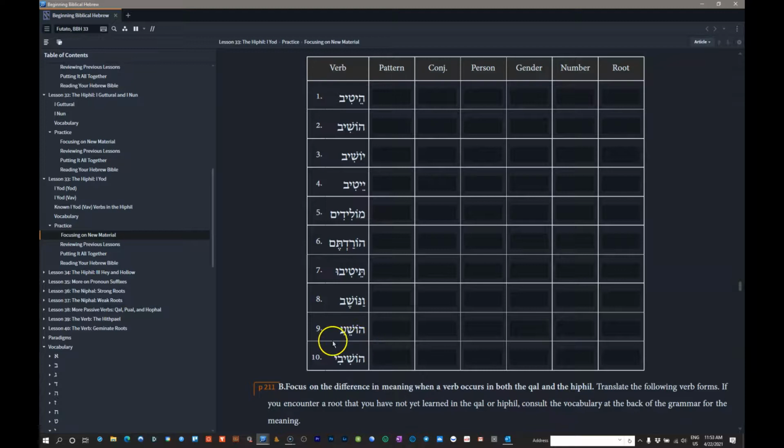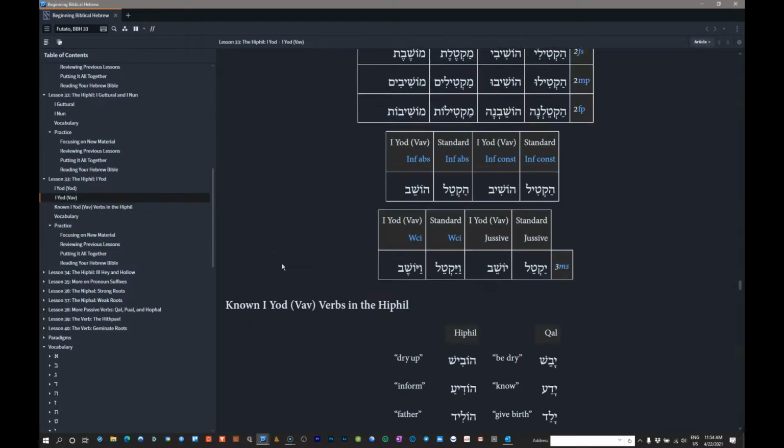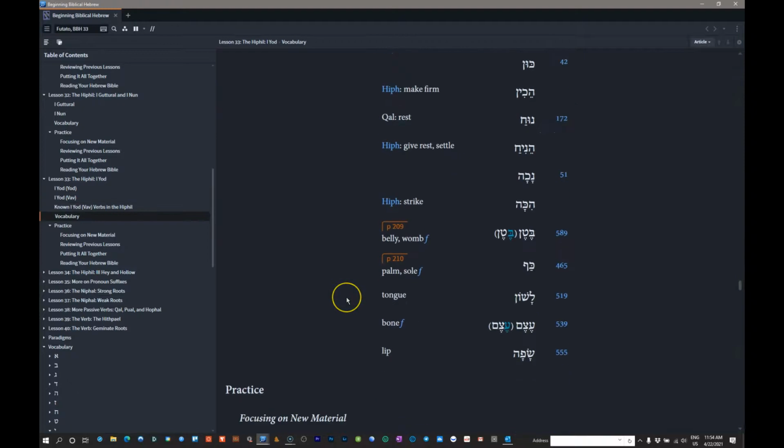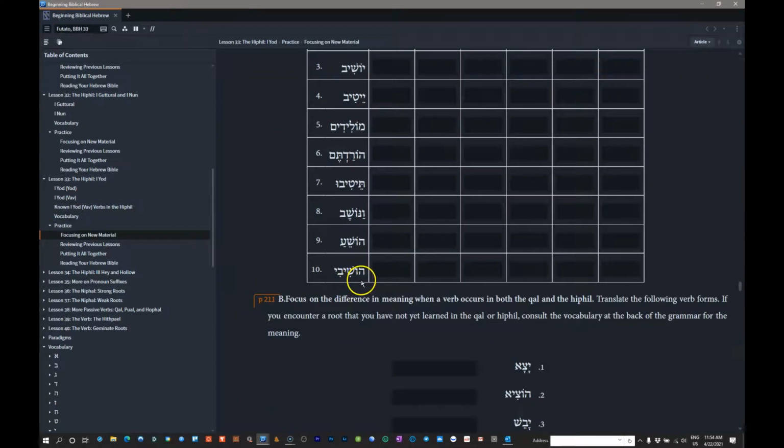All right, number 9. This one's a little bit tricky because it could go 2 ways. But we've got Hosea here. Actually, I don't think it is that tricky. Is it? Yes, it is. It can go 2 ways, I'm pretty sure. This could be either the Hiphil imperative 2ms form of yeshav or the Hiphil infinitive absolute. Let's go check that. So again, this is a 1 yod vav. What was the form? Hosea.